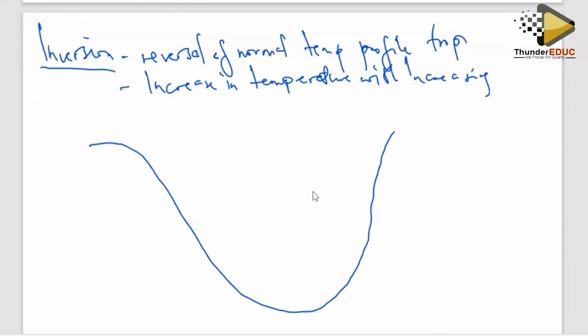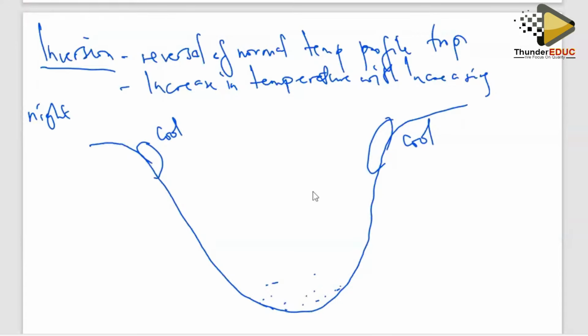Right, this is a valley. Katabatic winds, we said they are night winds. How do they happen? The valley sides cool excessively. The valley sides become very cold at night compared to the floor here. The floor is warmer. The valley floor is warmer than the valley sides. The valley sides are very cold.